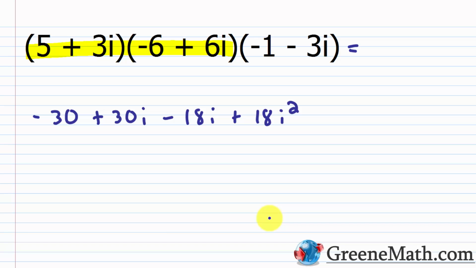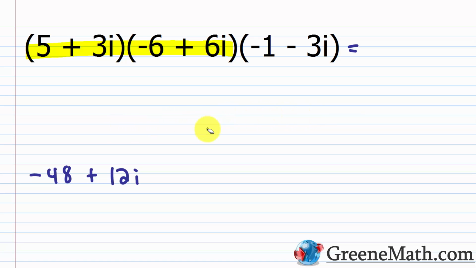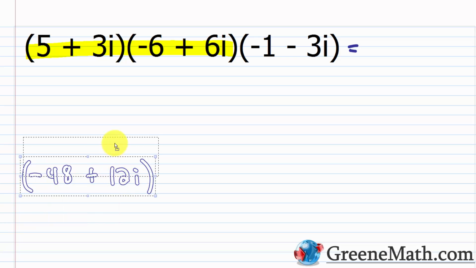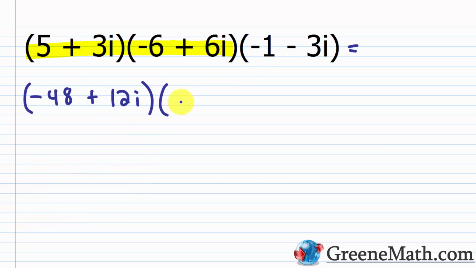Now, we know i squared is negative 1. So let's go ahead and erase this and put a minus 18. So to combine things here, negative 30 minus 18 is negative 48. Then we know that 30i minus 18i is going to give us 12i. Okay, so let's erase this. So we're going to put this in parentheses, and we'll drag it up. And now it's times this guy, negative 1 minus 3i.